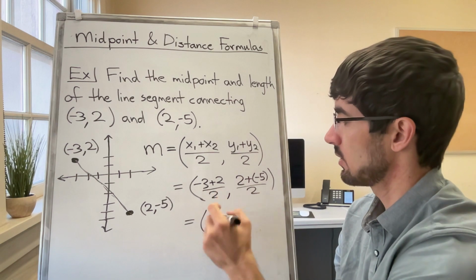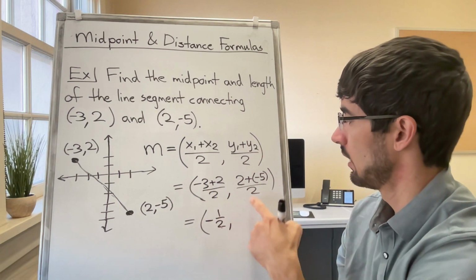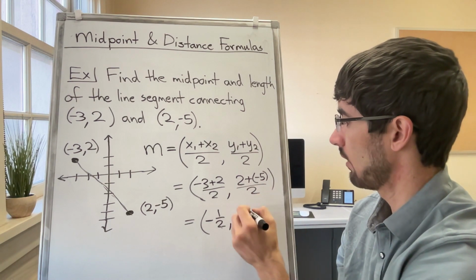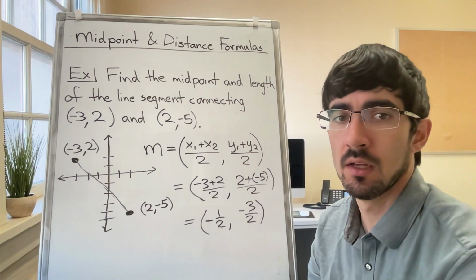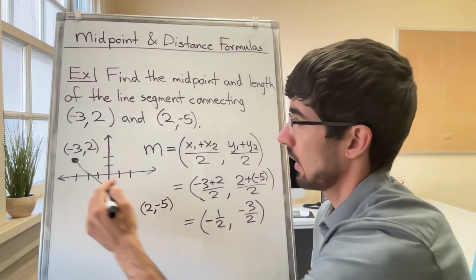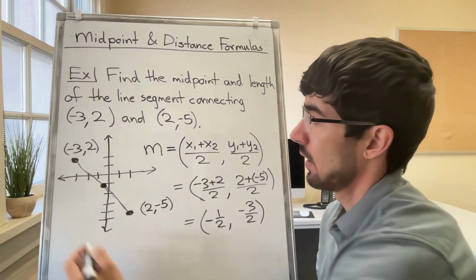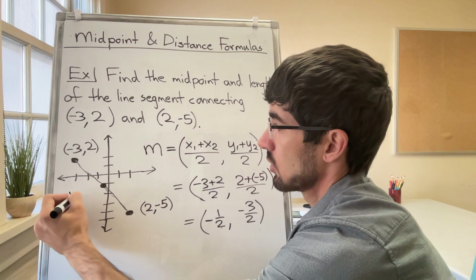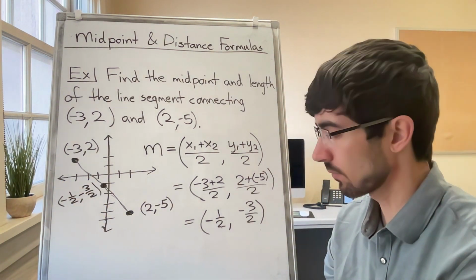So -3 plus 2 is -1. So this results in -1/2. 2 plus -5 is -3. So our result here is -3/2. So the midpoint between these two must be (-1/2, -3/2). That's about right here on the graph, and that seems to line up with the picture that we sketched. That looks like it's about at the midpoint.